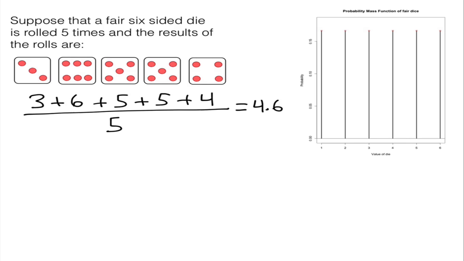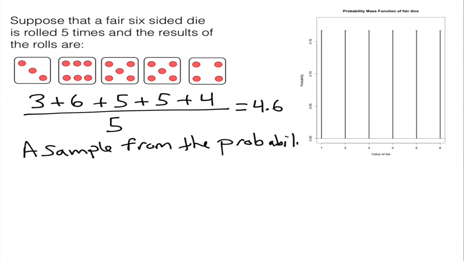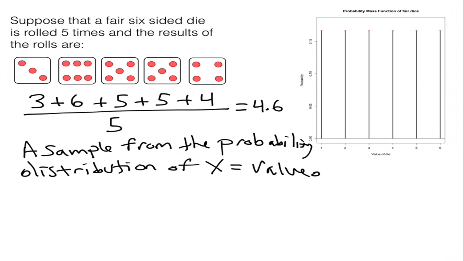The values that we obtained, 3, 6, 5, 5, and 4, are a sample from the probability distribution of x, where x is equal to the value of the die. And that probability distribution of x is pictured in this probability mass function over here.